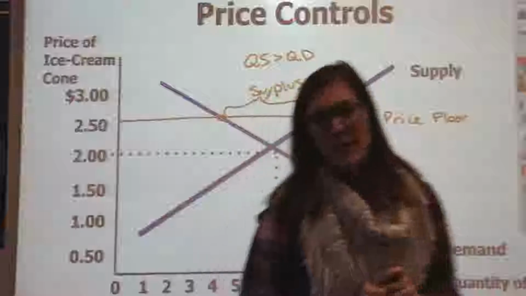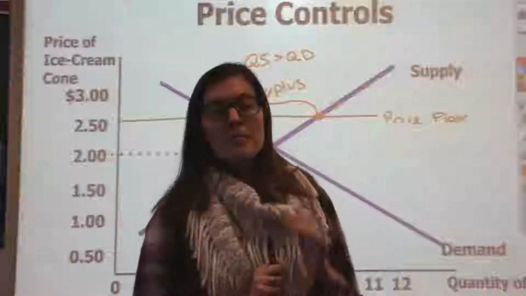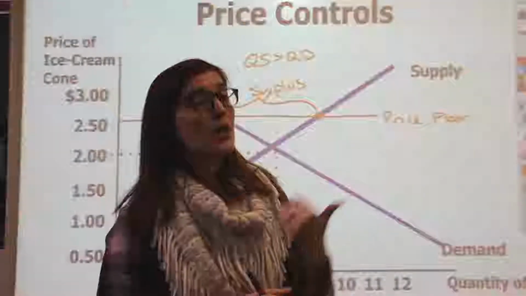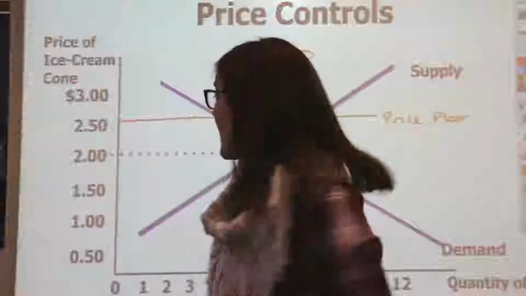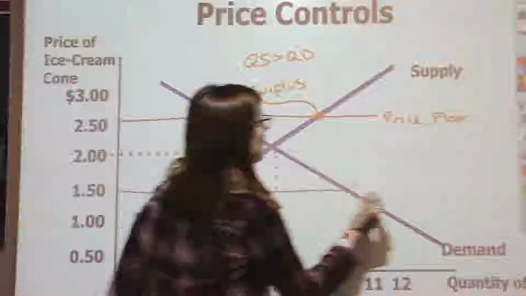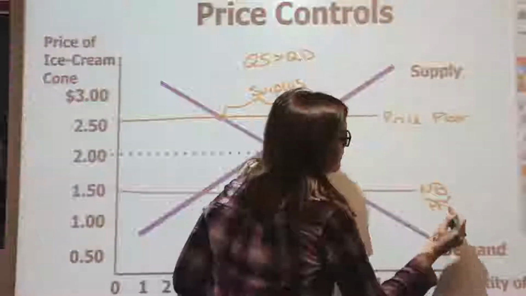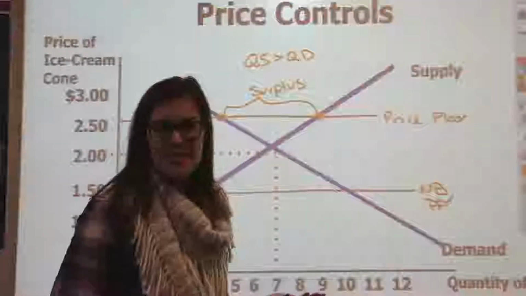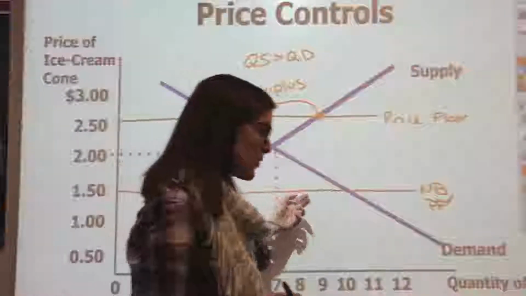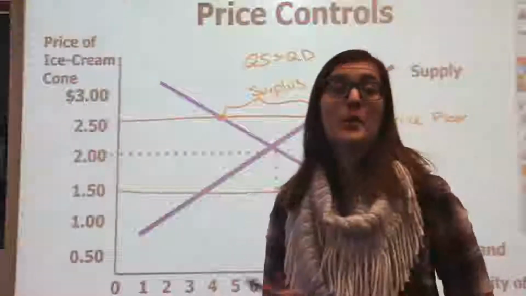But there was another type of price floor we learned in Micro, a non-binding price floor. A non-binding price floor is when the government actually sets a minimum price below equilibrium. So they would say you can sell ice cream cones at a minimum price of $1.50. This is a non-binding price floor. Now, producers are still going to sell their ice cream cones at $2. So a non-binding price floor, because it's below equilibrium, doesn't actually affect the price of equilibrium.